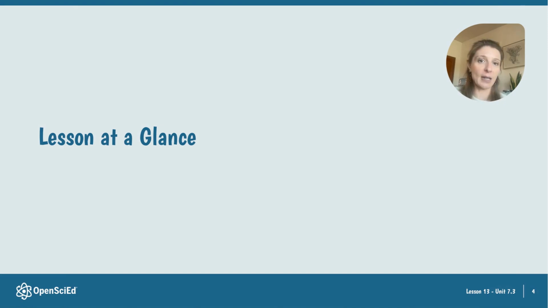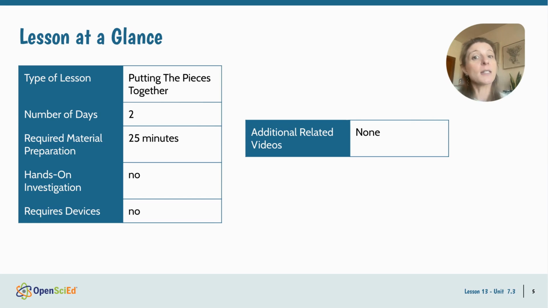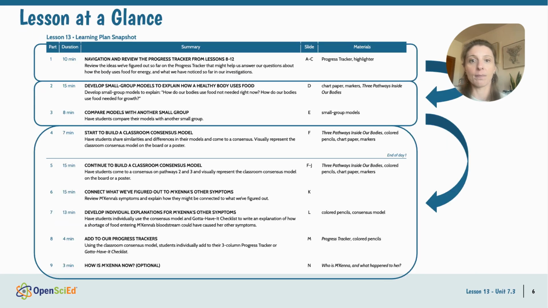Let's take a look at a lesson at a glance to see how we're going to get our students there. This is a 2-day putting the pieces together lesson. There's about 25 minutes of prep time, which includes making the posters for the consensus model that the students will be making later in this lesson. Let's take a look at the overview of this lesson. I'm going to break this lesson into 3 big parts so that the lesson plan is more easily digestible. Let's take a look at those loops more closely.